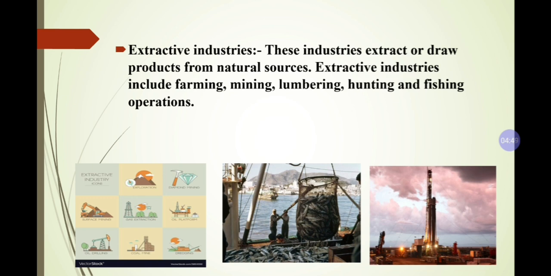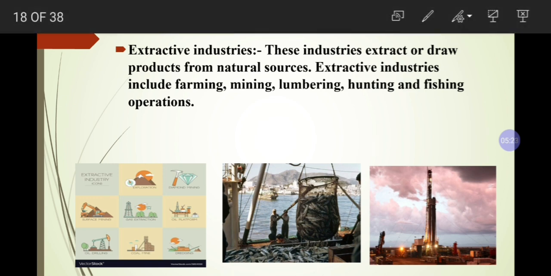Under primary industry, the first type is extractive industry. Extractive means taking out. This industry extracts or draws products from natural resources. As I have told you, we are taking products from what is naturally available for us on the earth. Extractive industry includes farming, mining, hunting and fishing, etc.